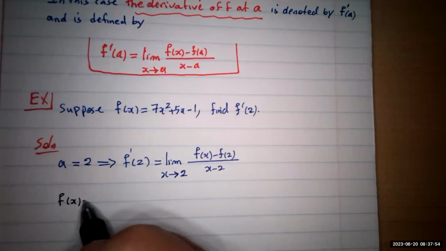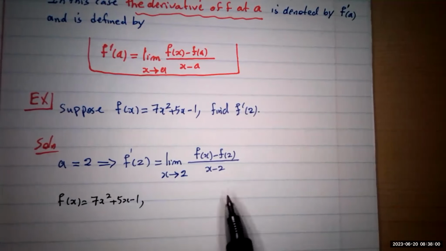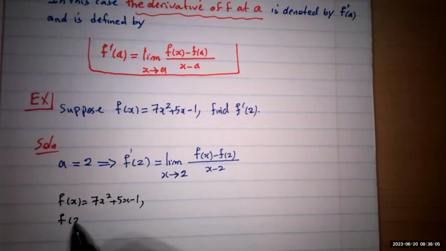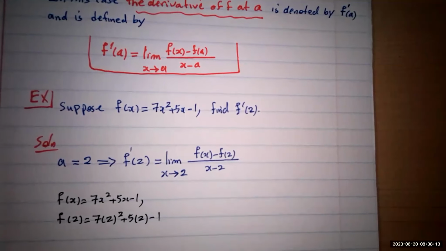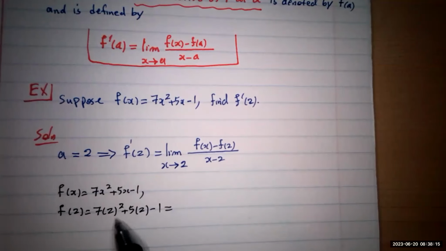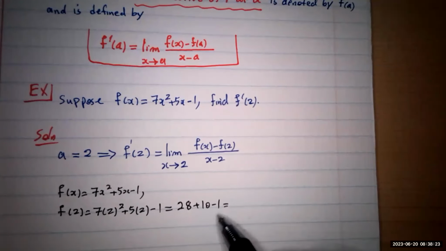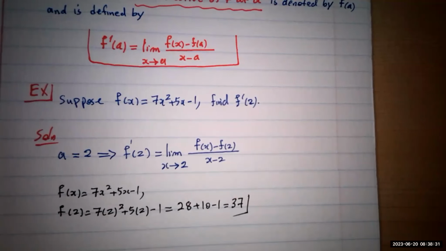So I have my f of x, which is 7x squared plus 5x minus 1. I'm going to find f of 2. Directly substituting, it's going to be 7 times 2 squared plus 5 times 2 minus 1. Carefully simplify it. 2 squared would be 4, 4 times 7 would be 28, plus 10 minus 1. So that gives me 38 minus 1, which is going to be 37.